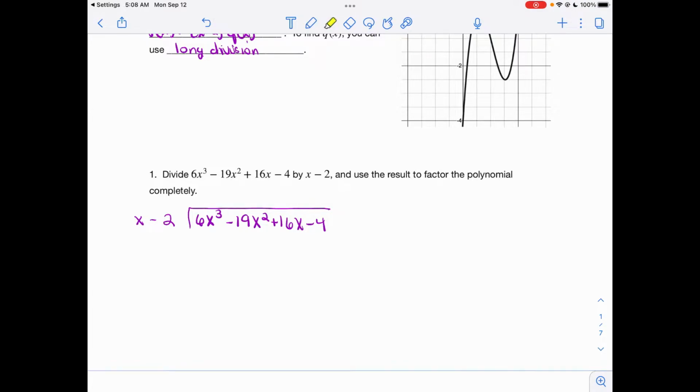And then to do this, all we're doing is looking at a first term and a first term. And we're asking ourselves, what can I multiply x by so it equals 6x cubed? Well, that's pretty easy. I can just multiply that by 6x squared. So I take 6x squared times x, which gives me 6x cubed. And then 6x squared times a negative 2 gives me a negative 12x squared. And then you subtract this polynomial from the one above.